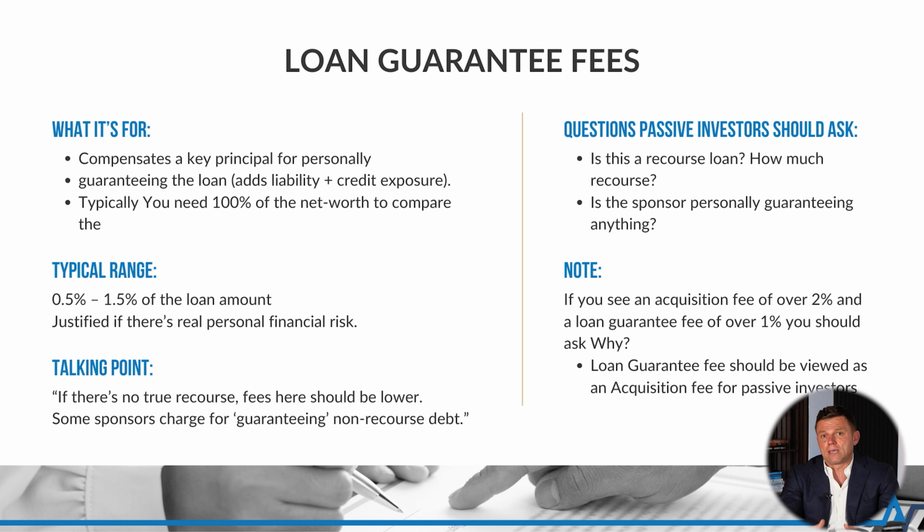So the rule of thumb that you want to follow when you're analyzing opportunities is that 3% number that I said, that should include what they're charging for an acquisition fee and also the loan guarantee fee, right? So if you see an acquisition fee at, let's say, 2.5%, and then you see a loan guarantee fee of 1.5%, that's a very heavy fee load. You're talking about 4% in fees. So keep on the lookout for that.